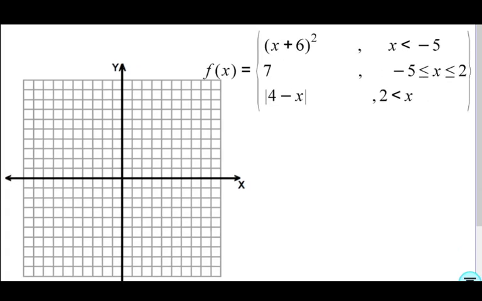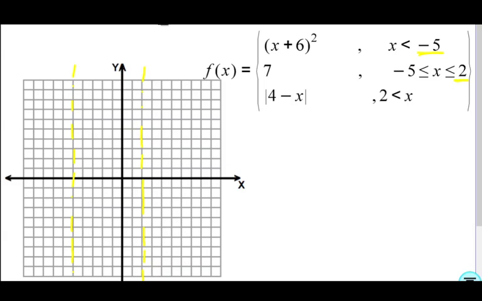Okay, so we're going to be graphing a piecewise function. You're supposed to follow your 3 steps, right? Your first step is to find your breaks, and you're going to draw a line at your breaks. So our breaks are at -5 and 2. So 1, 2, 3, 4, 5. I have a vertical line right there, and 1, 2 right there.